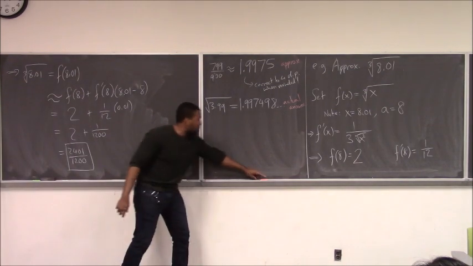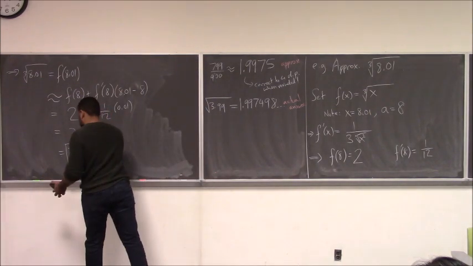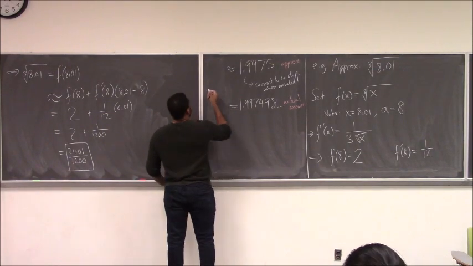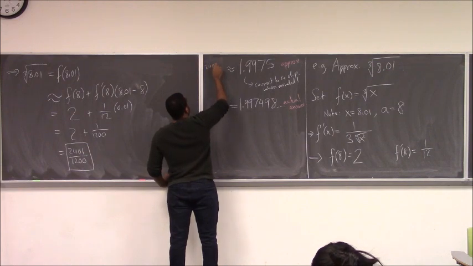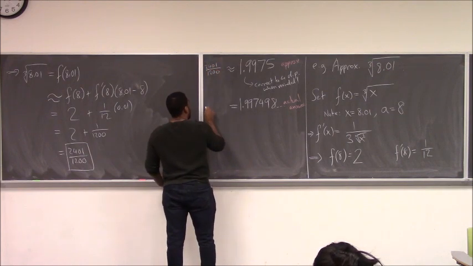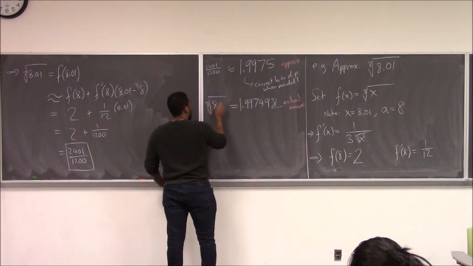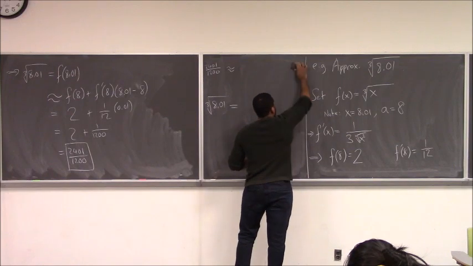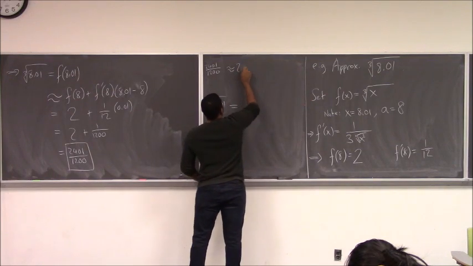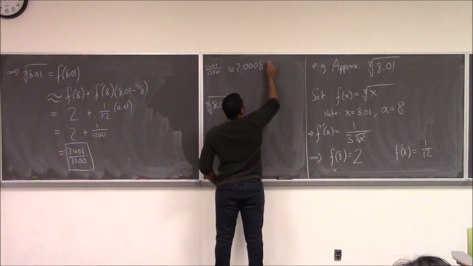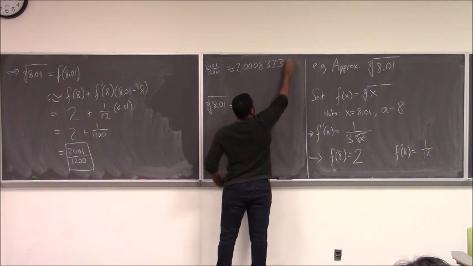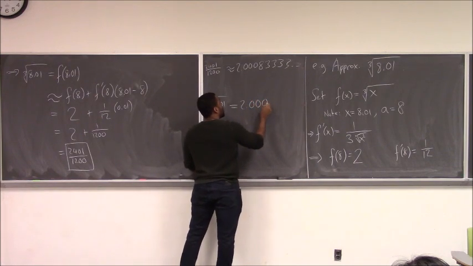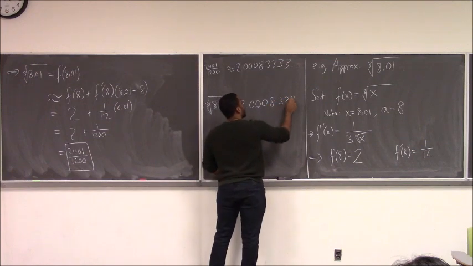But just for fun, let's do the same thing. If you look at 2401 over 1200, actually compare that in your calculator to the cube root of 8.01. What numbers are we getting here? The top one's 2.000833, a bunch of threes, and 3 forever? Yeah. Okay. This one is 2.000832986.